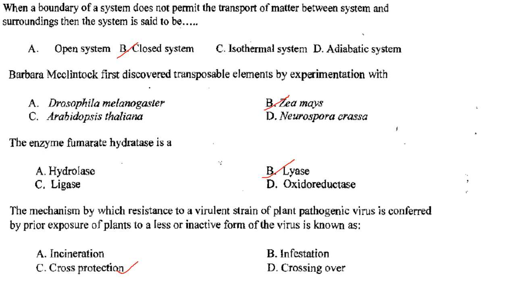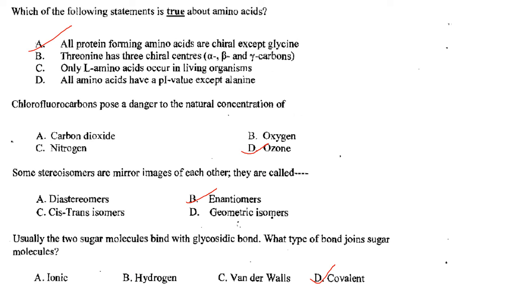Answer is option B. The mechanism by which resistance to a virulent strain of a plant pathogenic virus is conferred by prior exposure of the plant to a less virulent or inactive form of the virus is known as cross protection. Answer is option C. Next one.